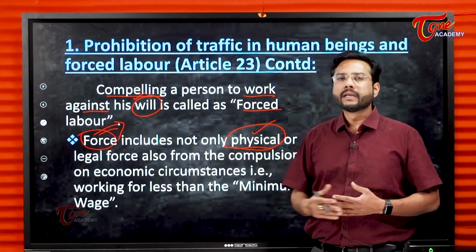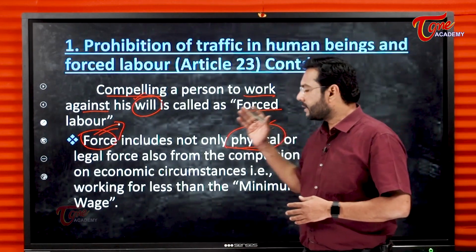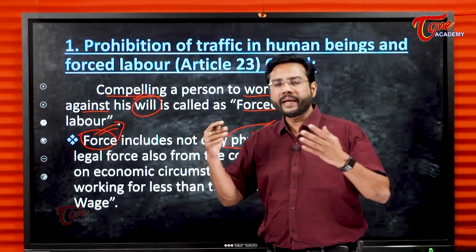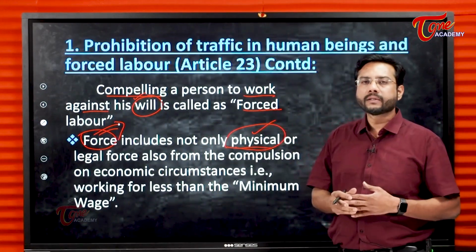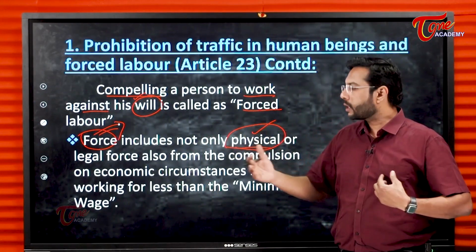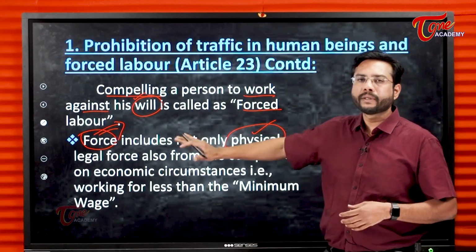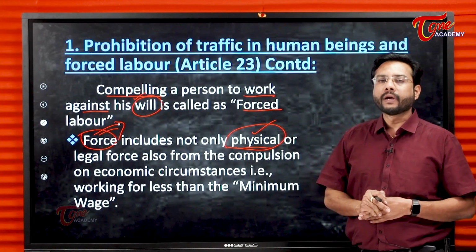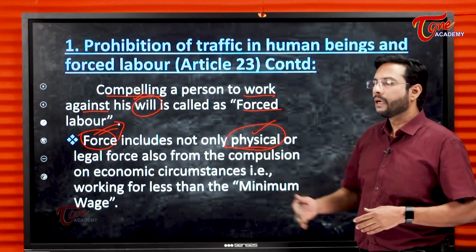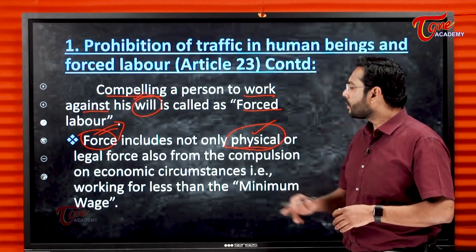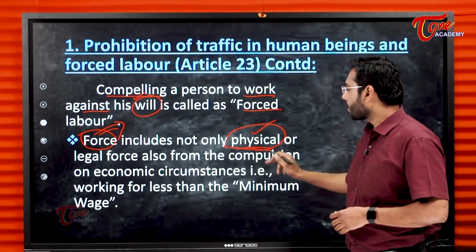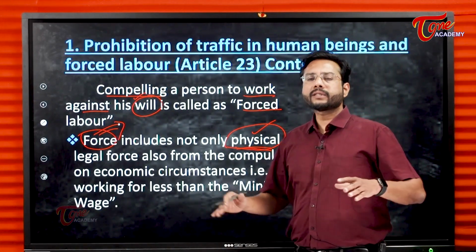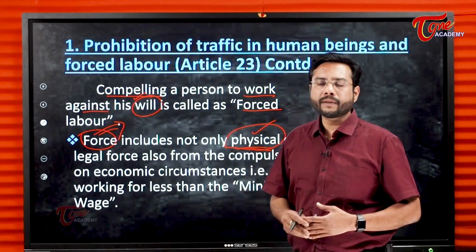So unfortunately this system has been in our society for many long years, but after we got our constitution, we could prohibit this. We have almost eliminated this sort of torture or this sort of culture in our society. So force could be physical. Okay, it is not only about rural area.